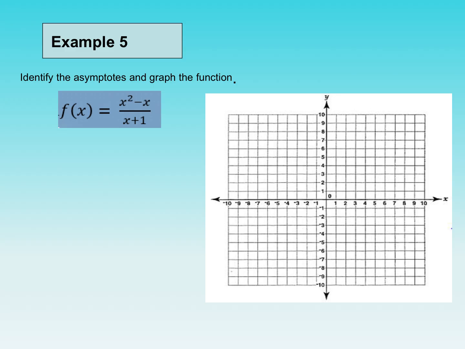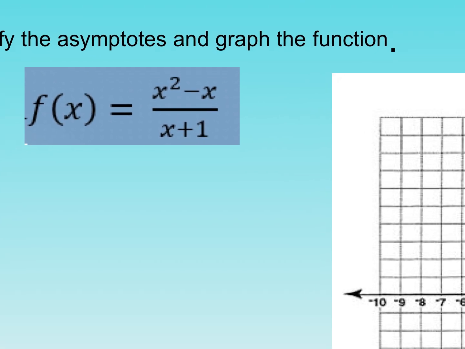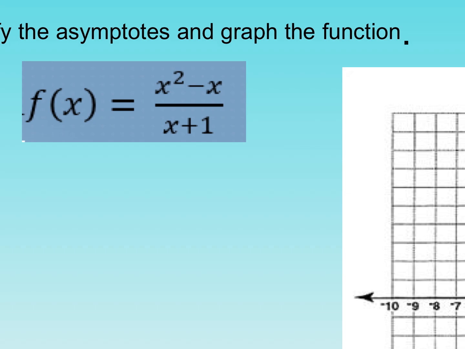So let's look at example 5. It says identify the asymptotes and graph the function. First thing we want to do is see if we have any common factors. If we have a common factor, that means that we have a hole there. So how would I factor the numerator? Take out an x, and we're left with x minus 1. Our denominator is already factored, so we've got x plus 1. Do I have any common factors in the numerator and the denominator? No. So no holes.